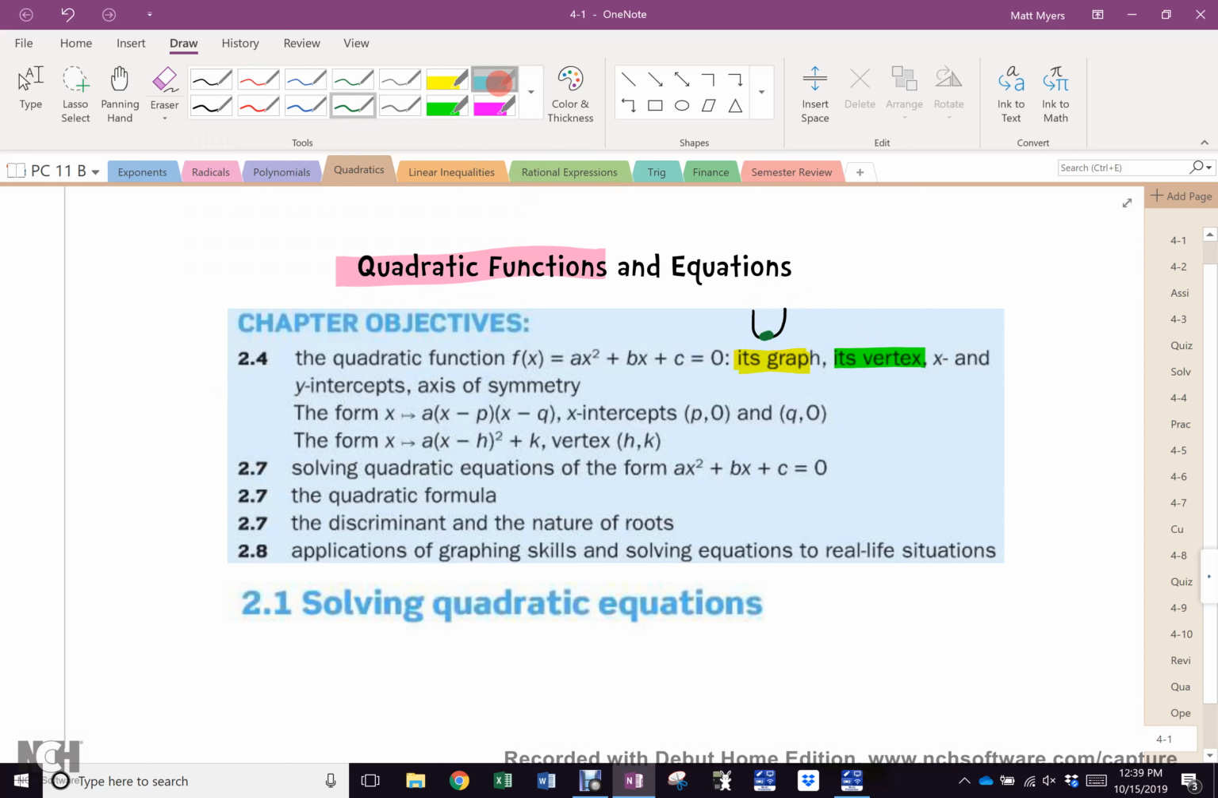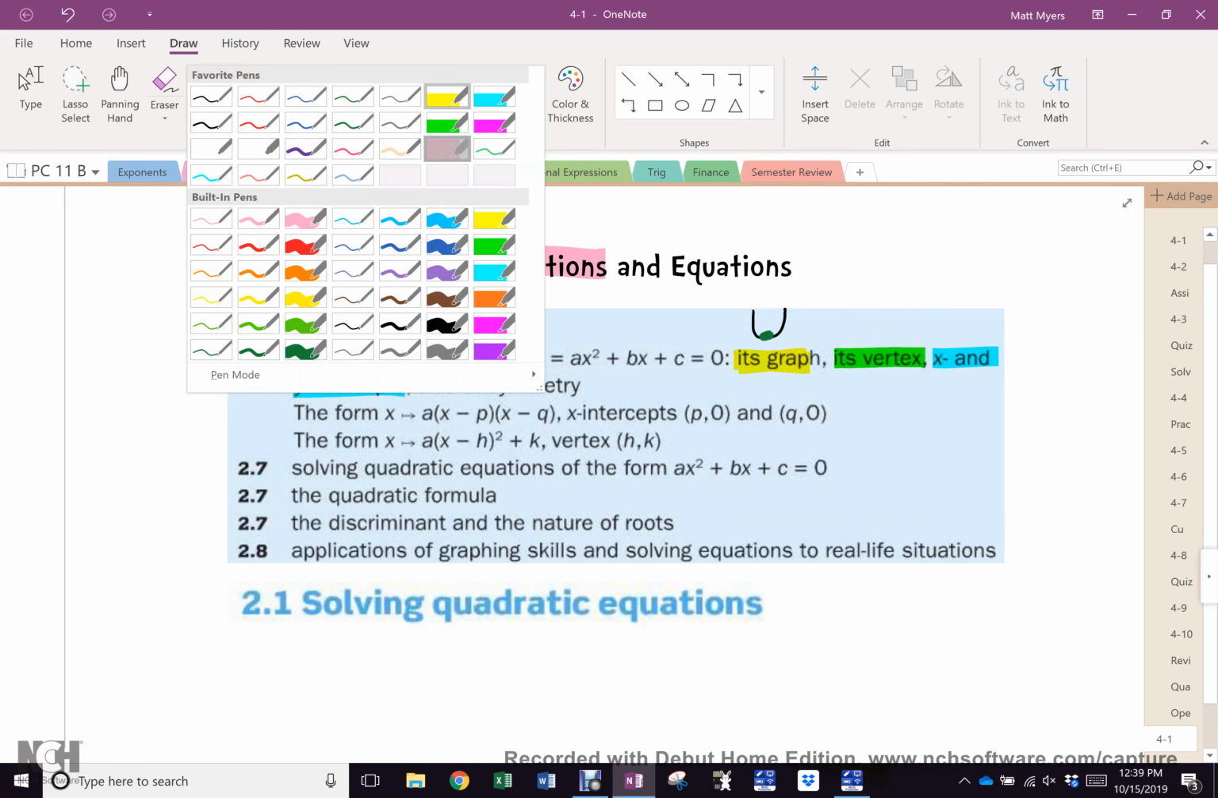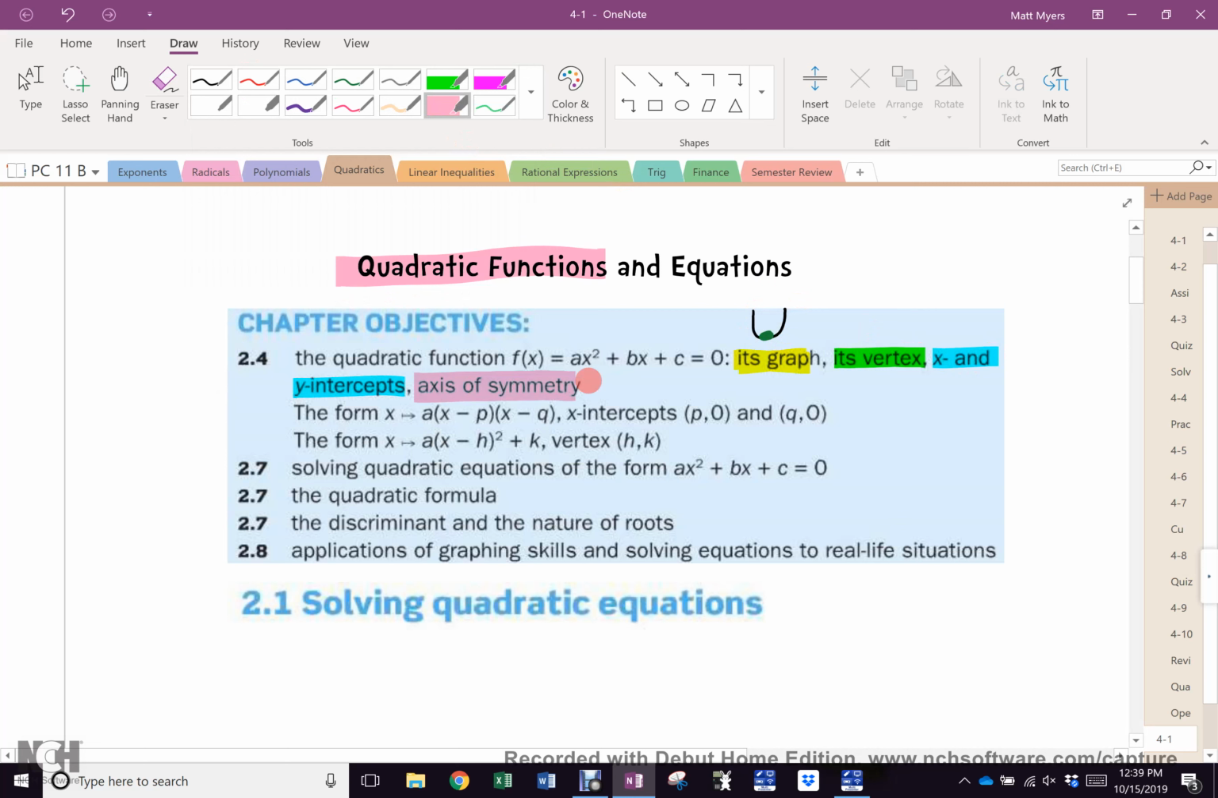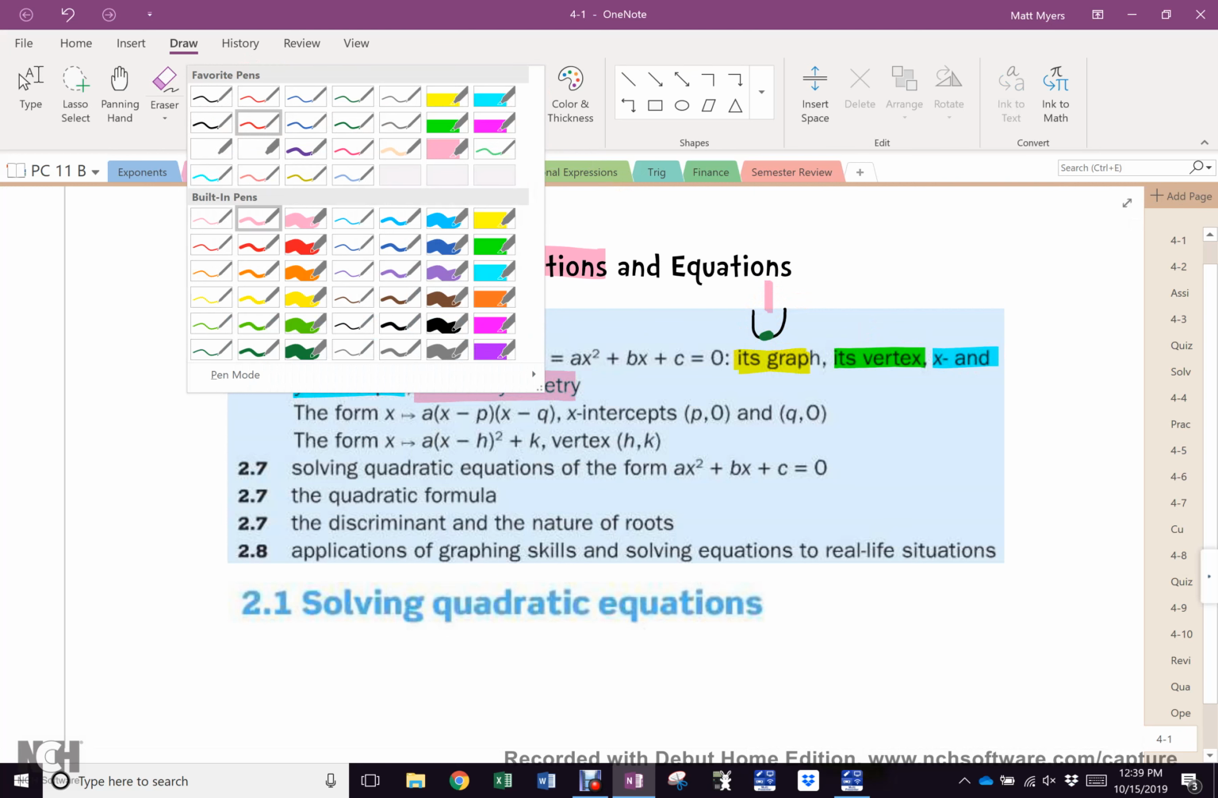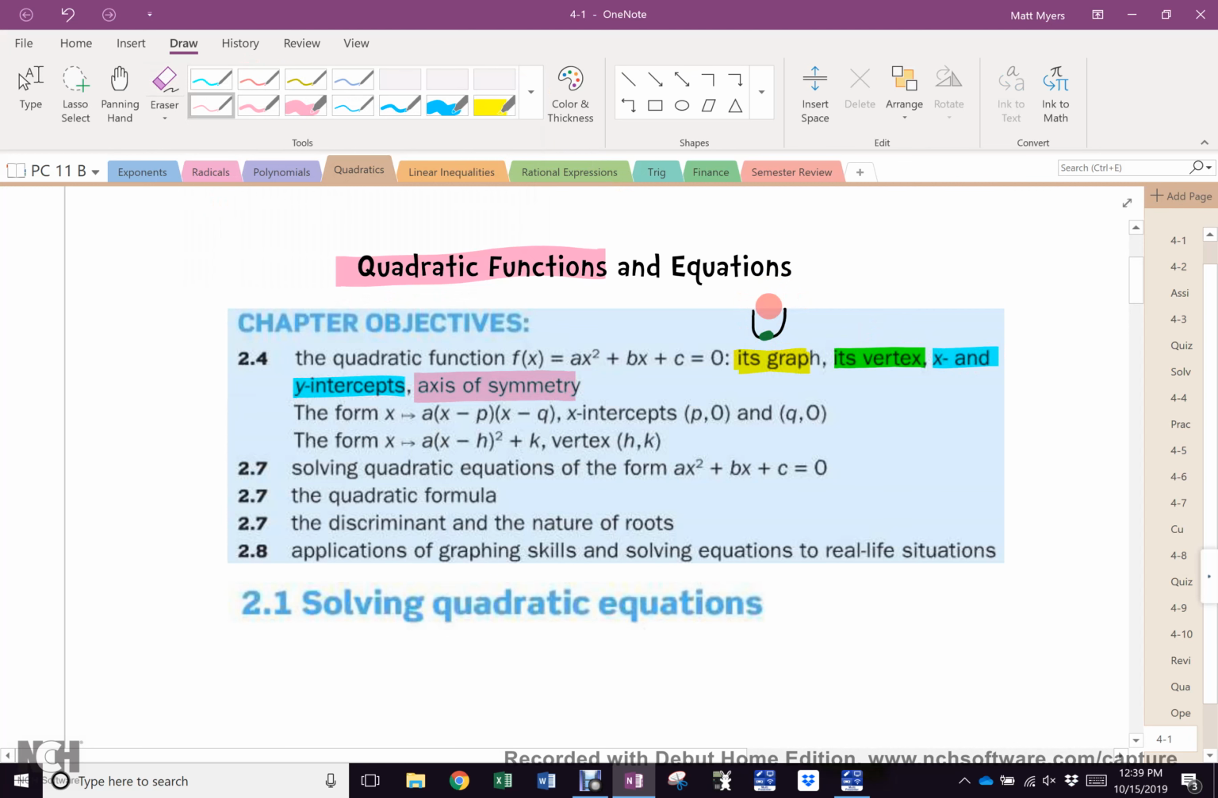You already know x and y intercepts. That's not new. And the last thing we will discuss is the axis of symmetry, which is this line right through the middle, where one half of the parabola looks exactly like the other half of the parabola. Alright? Now, as always, when we begin something 100% new, we start from what we already know.